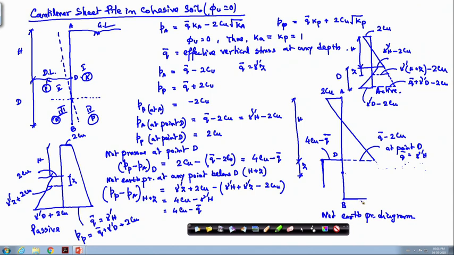So, that means here it will continue up to a certain distance, then this is the value, because this side is now passive. This passive pressure will be more compared to the active. So, this value is q bar plus 4Cu. From here to here it will change direction. Actually, this will be something like this. This is the diagram.